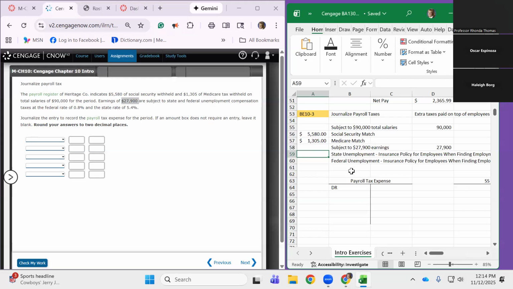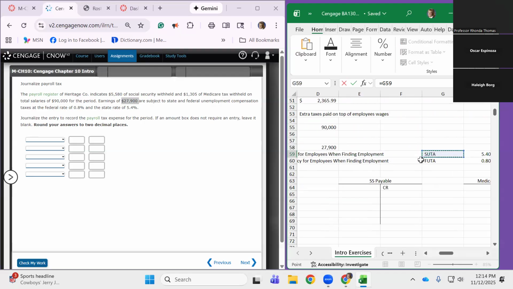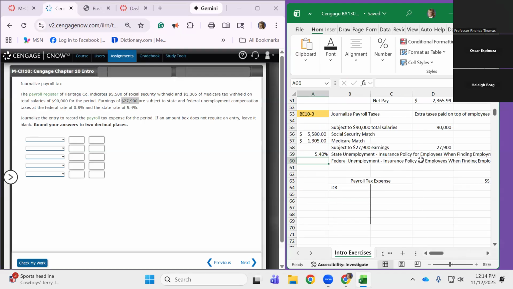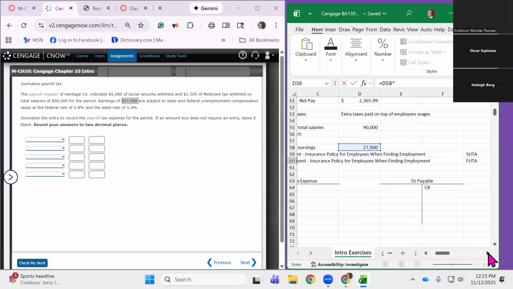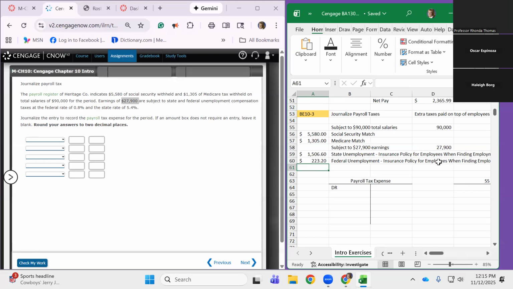So how much in state unemployment? We're going to take our 5.4% right here. Yep. And we're going to take it times the $27,900. Whoops. Okay, so let me try this again. There it is. Okay. And we're going to do that for the federal unemployment also. We take the earnings times the 0.8% that I've got over here, 0.8%. And there you have it.